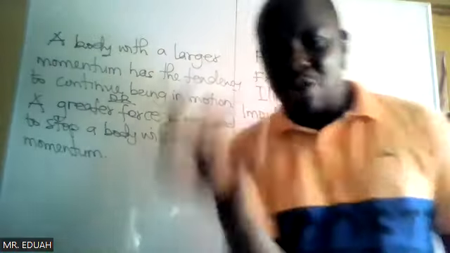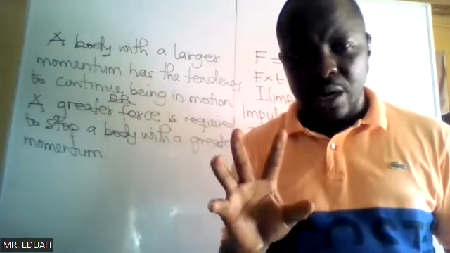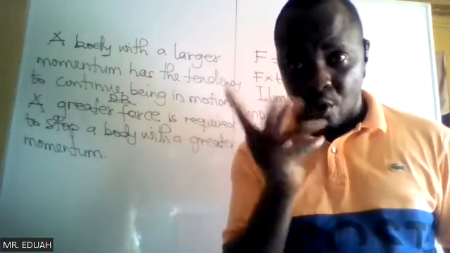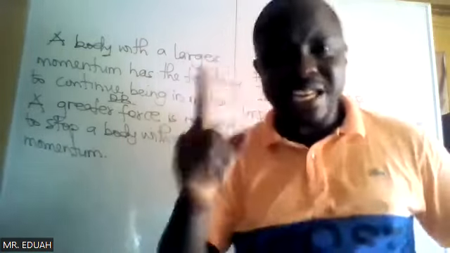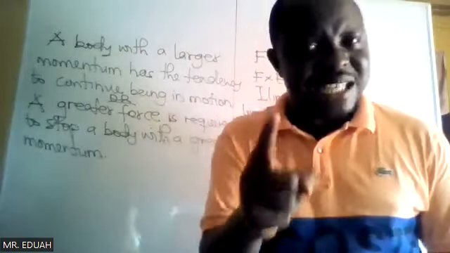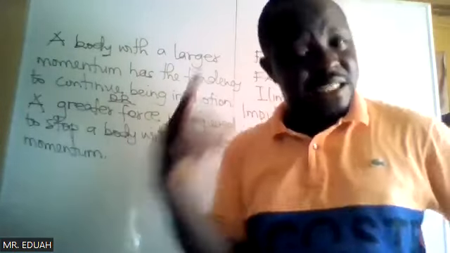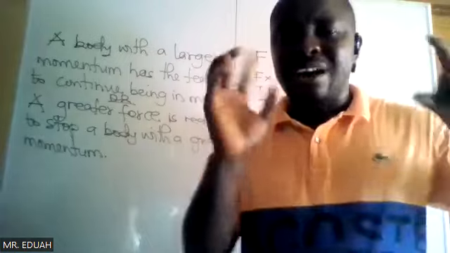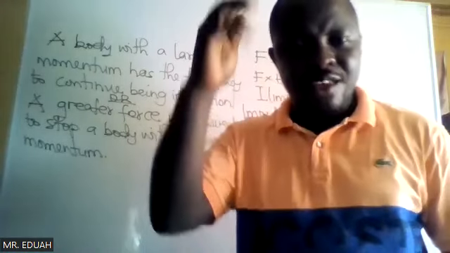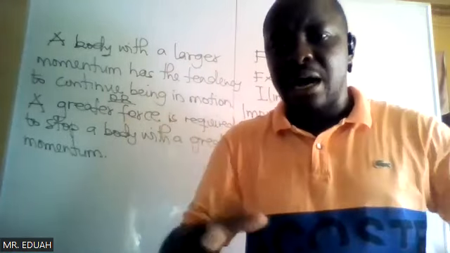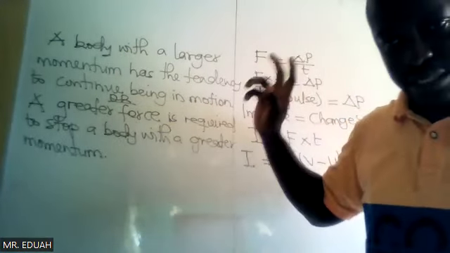Another example: look at the same tennis ball and then a shot put. I'm sure you all know what a shot put is. Throwing a shot put and then a tennis ball with the same velocity, the chances that you cannot catch the shot put are greater than with the tennis ball, because of the mass. The shot put has a greater mass than the tennis ball, even though the two move with the same velocity. So that is the meaning of this statement.